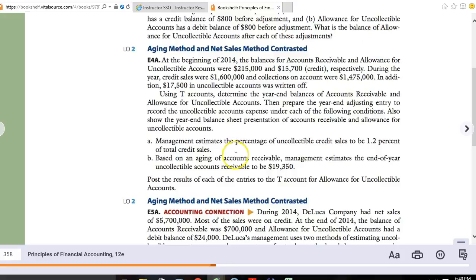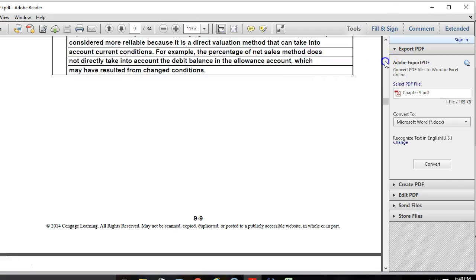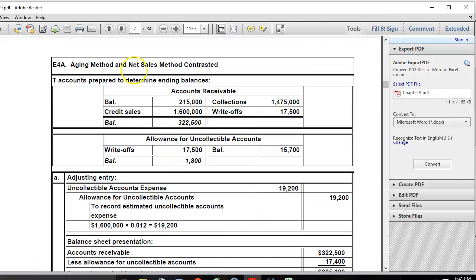So the first thing we're going to do with E4 is to present our T accounts. Our T account for accounts receivable starts with a balance of $215,000. Our allowance for uncollectibles has a credit balance of $15,700. Now it told us that we had credit sales of $1,600,000. So we know that is going to be a debit to our accounts receivable of $1,600,000. Then it also told us that we received collections of $1,475,000. So we'll also credit the accounts receivable for $1,475,000.